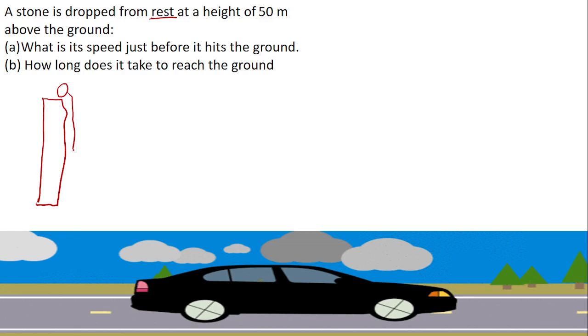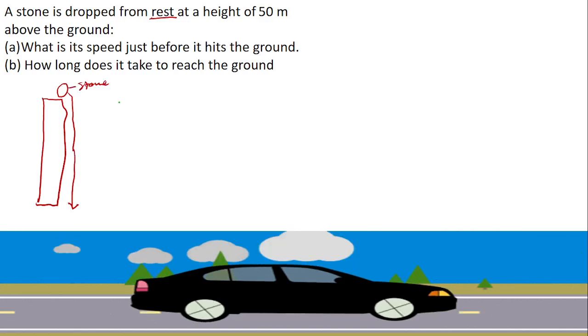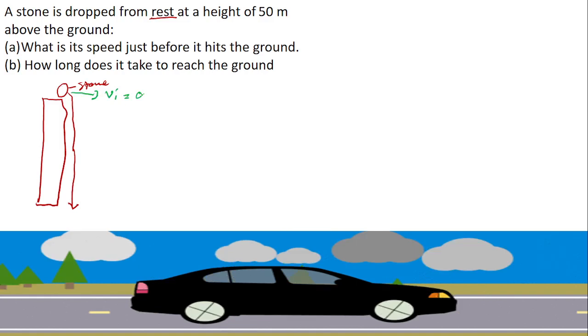So when it has been dropped, that simply means that there is nothing like considering the angle. A stone has been dropped from rest, so that simply means that the initial velocity is equal to 0 meters per second. If you read the word rest, it's telling you that the initial velocity is 0.